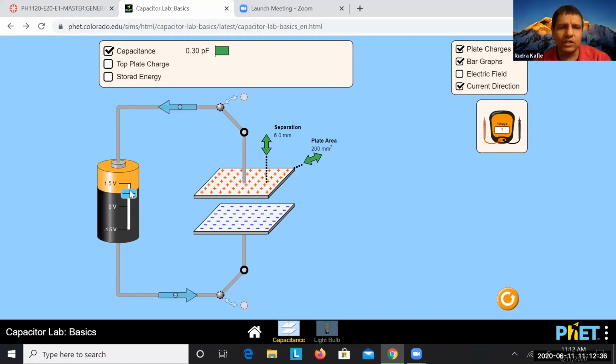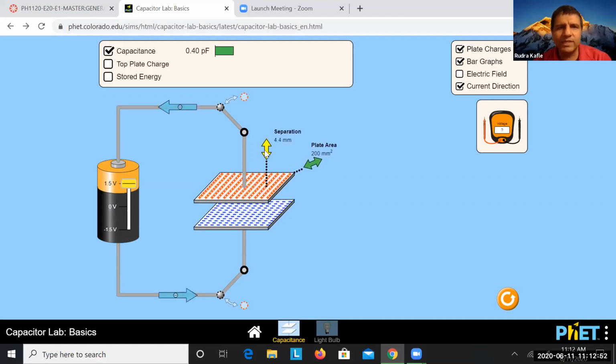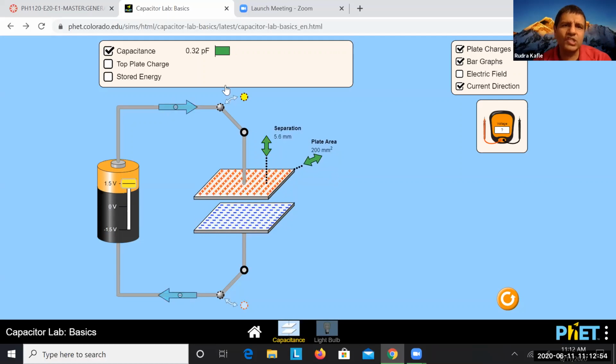And if I increase all the way to 1.5 volts, which is the maximum voltage this battery can supply, there is the maximum amount of charge. Okay. Now, one thing you can do, which you have already learned in the previous lecture, is change the distance between the plates to increase the capacitance. You can see on the top here, you can also check top plate charge, stored energy, and electric field. So I have checked all the boxes here.